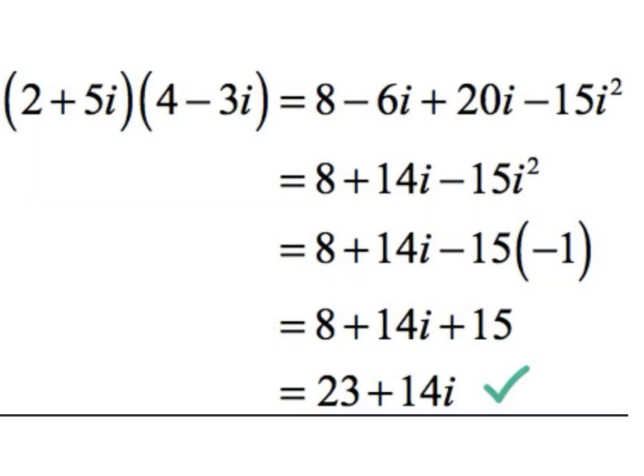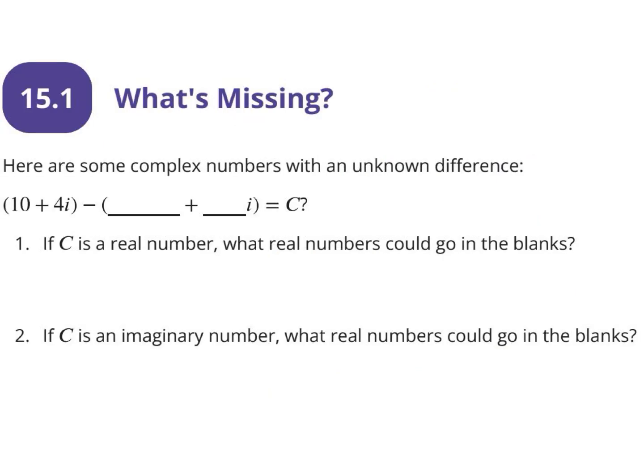Okay, we saw this. Here's a distribution, a multiplication of our complex numbers. We saw this in the previous 2 lessons. Okay, what's missing? Here are some complex numbers with an unknown difference. If c is a real number, what real numbers could go into the blanks?